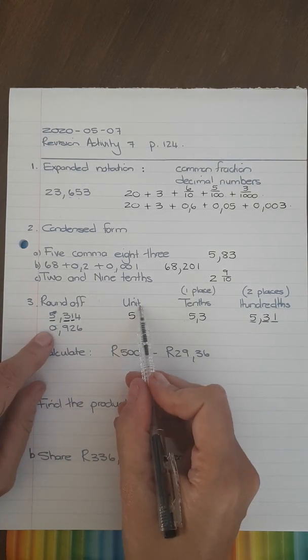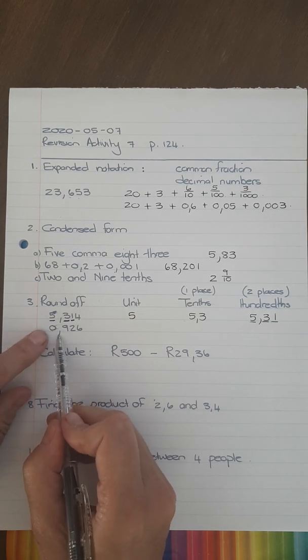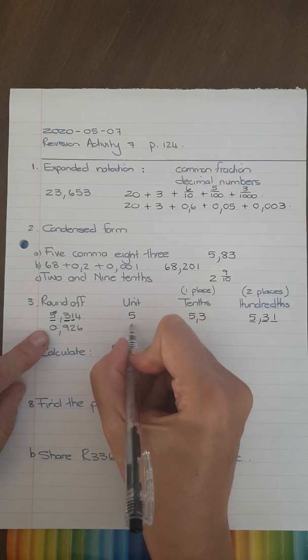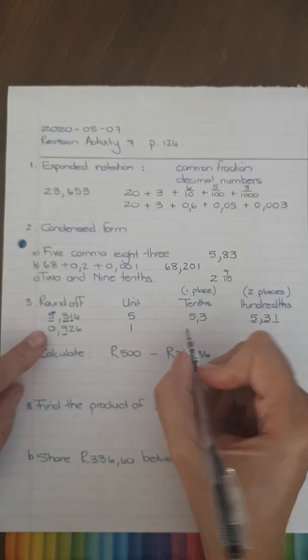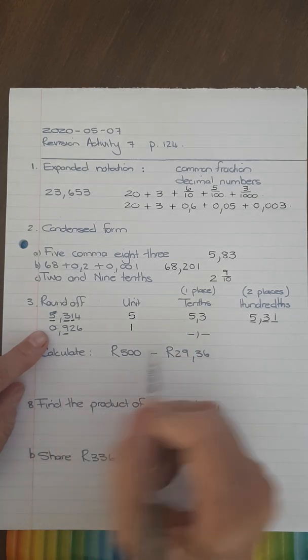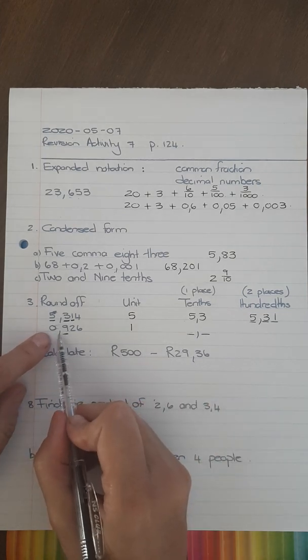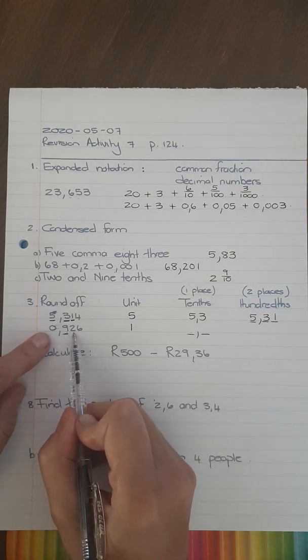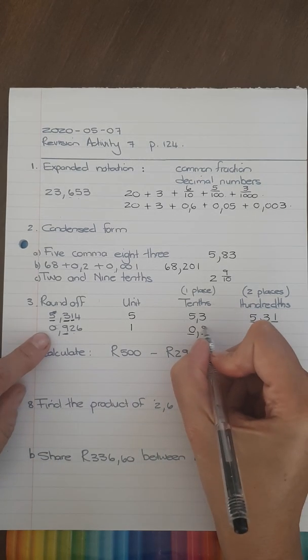0,926, round off to the nearest unit. So I need a whole number here. I have 0,9, that's going to change into a 1. To the nearest tenth, I only need one decimal after the comma. So at the moment I have 0,9, so I'm looking at the 2. I'm not going to change that, it's going to stay 0,9.